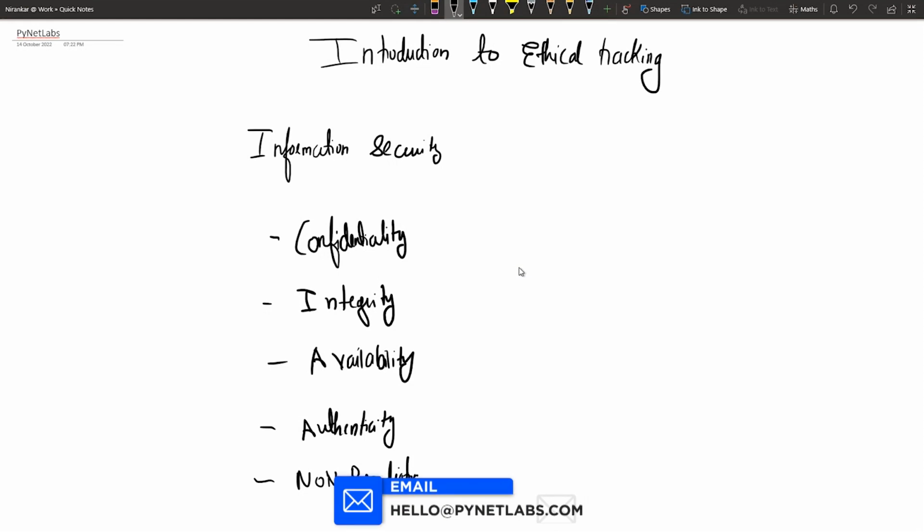Confidentiality is the assurance that the information is accessible only to those who are authorized to have access. Integrity is the trustworthiness of data or resources in terms of preventing improper or unauthorized change. Integrity is where I don't want my data to be changed; an unauthorized user cannot change it.